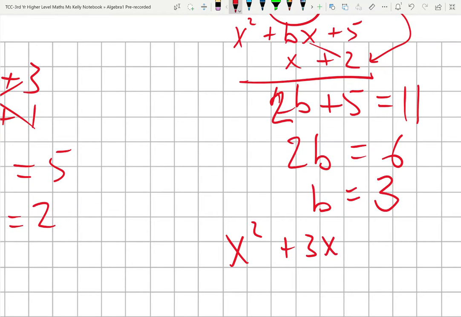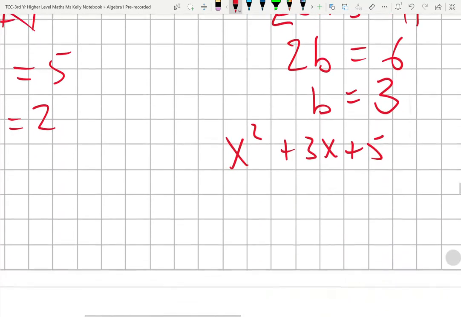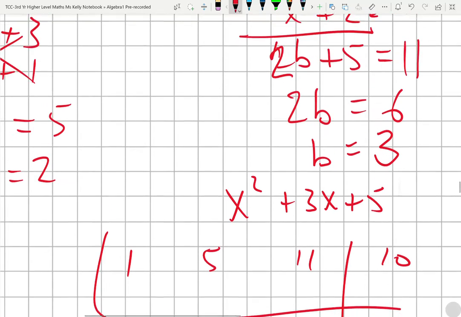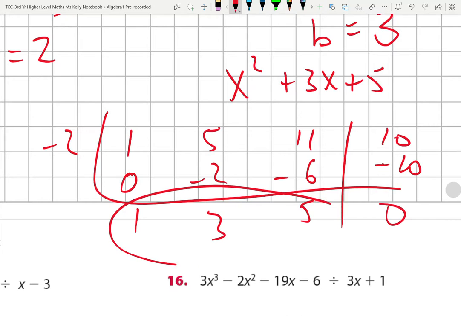Now synthetic division will give us the same. Let's do that. 1, 5, 11 and 10. And we're using minus 2 as the root. There you go. 1 x squared, like here, 3x plus 5.